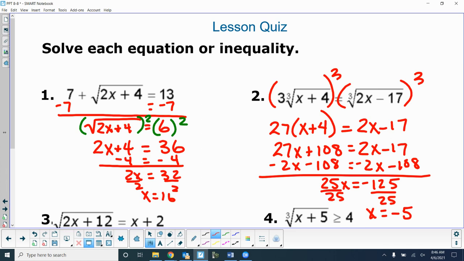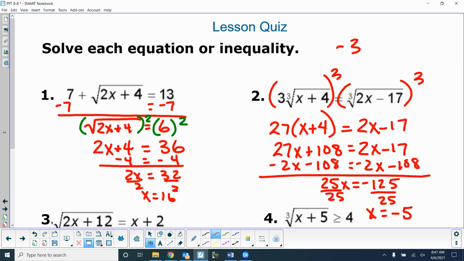Yeah. Well, if it was square root, could we do it? No, remember, we talked about that yesterday. We had even index. Square root, 4th root, 6th root. We couldn't do the negative stuff, right? But when it's odd like this, it's okay. The cube root of negative 1 is negative 1 times 3 is negative 3, right?